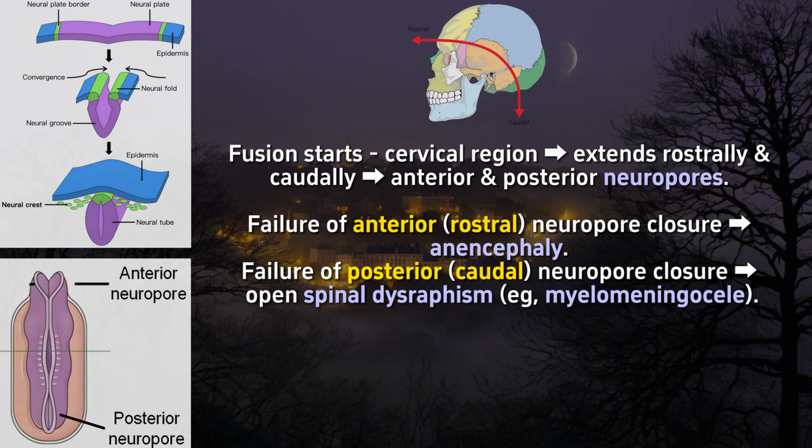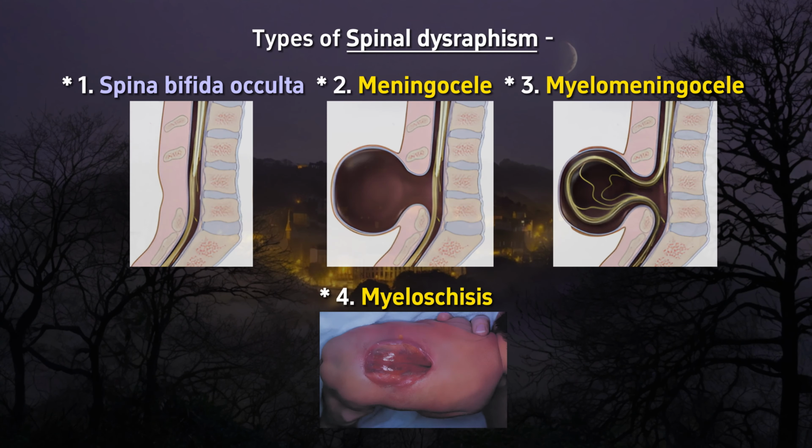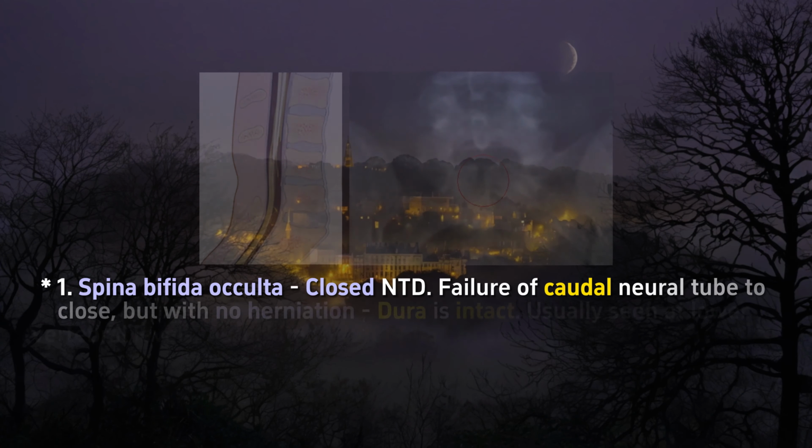Fusion starts in the cervical region and extends rostrally and caudally to the anterior and posterior neuropores, respectively. Failure of anterior rostral neuropore closure results in anencephaly, whereas failure of posterior caudal neuropore closure results in an open spinal dysraphism, for example, myelomeningocele. Types of spinal dysraphism include spina bifida occulta, meningocele, myelomeningocele, myeloschisis.